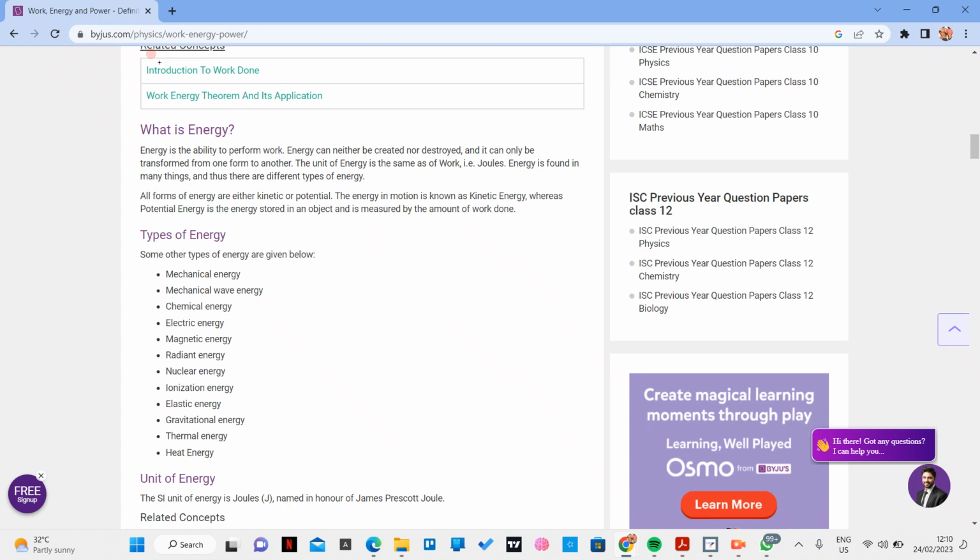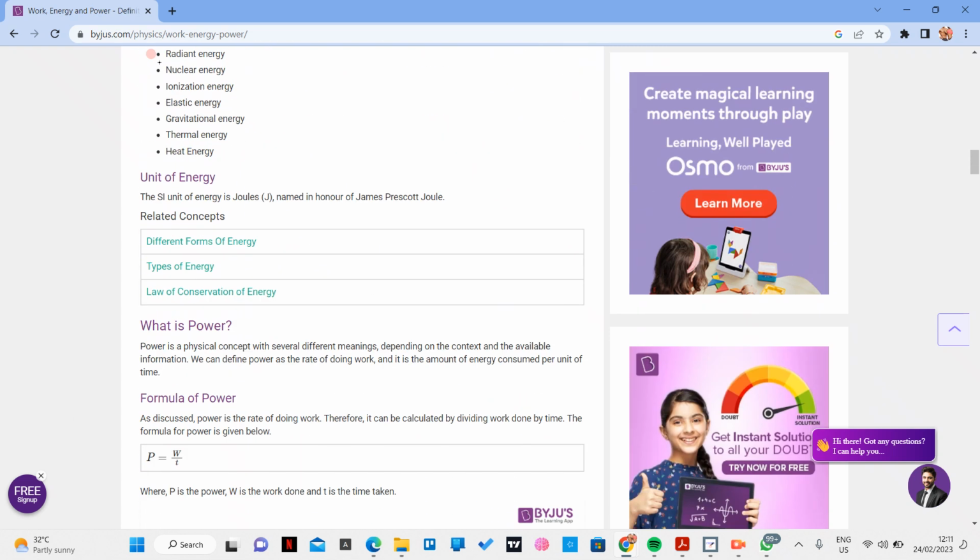So these are the types of energy that you have. You have mechanical. Now under mechanical we have what? Potential and kinetic. So you have chemical, electrical, magnetic, radiant, nuclear, ionization, electric energy, gravitational energy, etc.